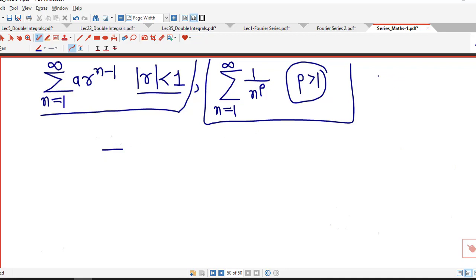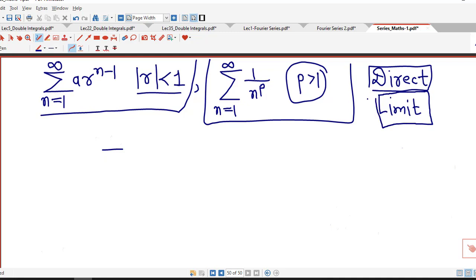There are two types of comparison test. The first one is the direct comparison test and the second is the limit comparison test. In this lecture we will discuss the direct comparison test, and in the next lecture we will go for the limit comparison test. So suppose we have some series and we want to check its convergence using the direct comparison test.